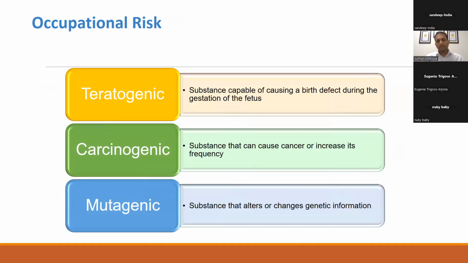Now, what is the risk? I think that should be the next question. So these are the risks. Basically, chemotherapy agents are capable of causing birth defects during the gestational period for pregnant ladies. They also have the potential for increasing or causing cancers and genetic changes as well.